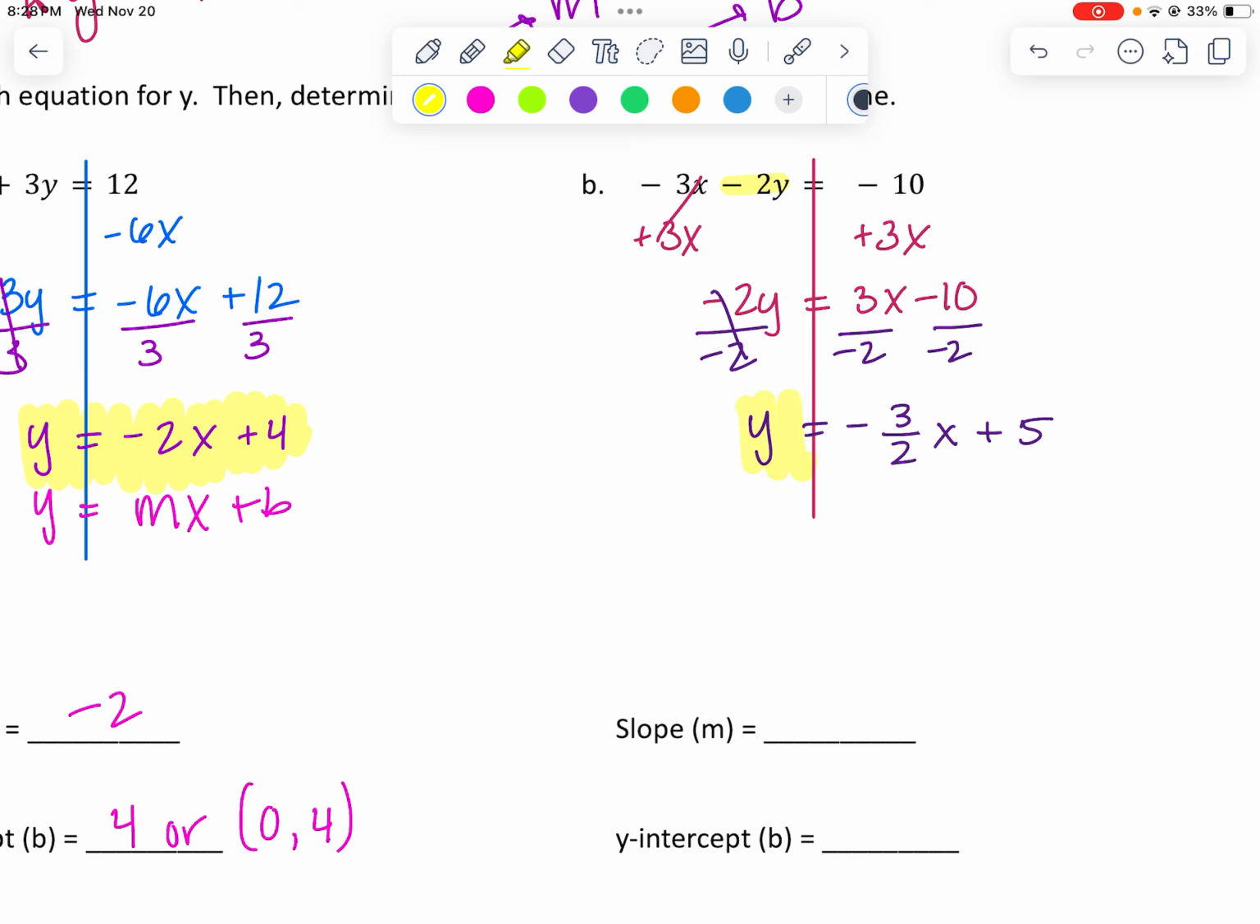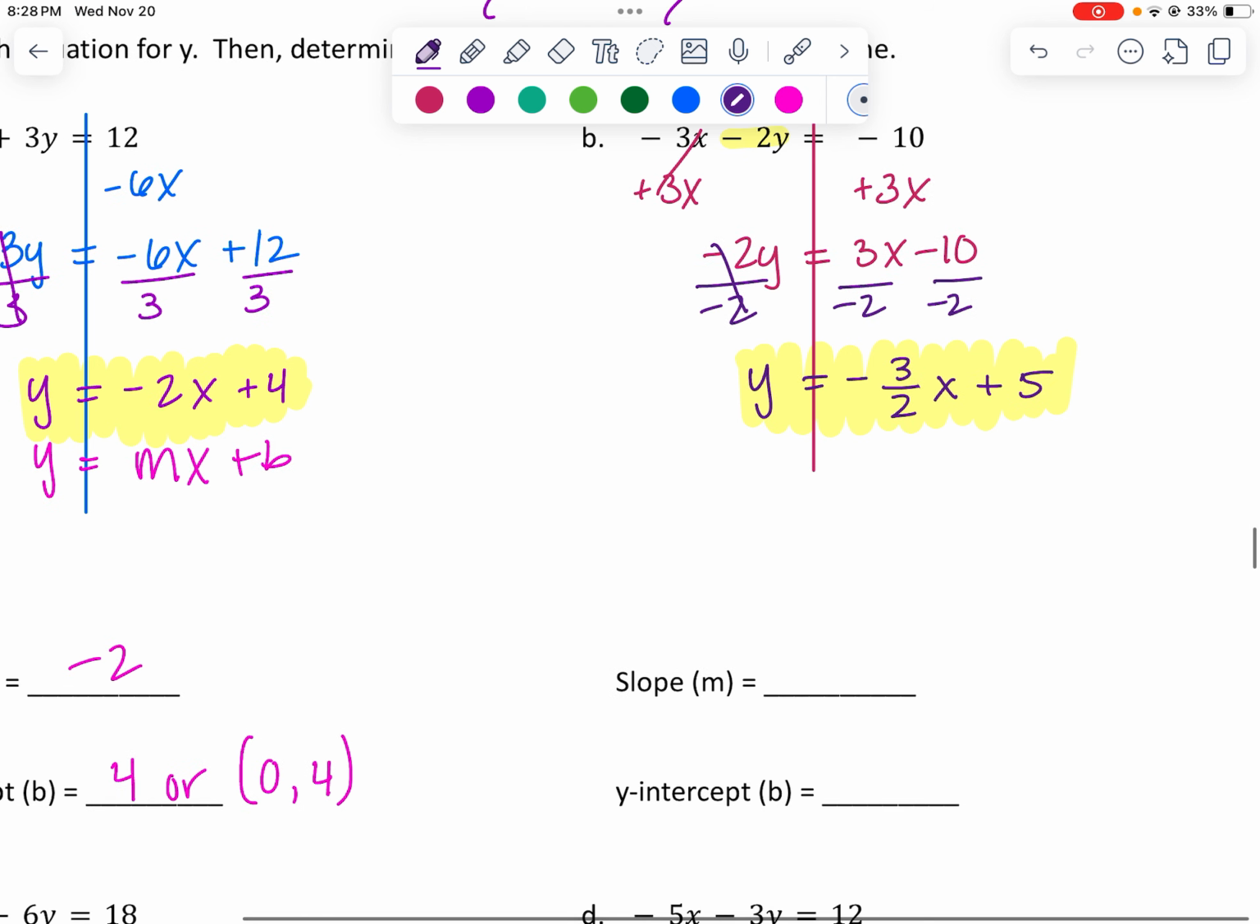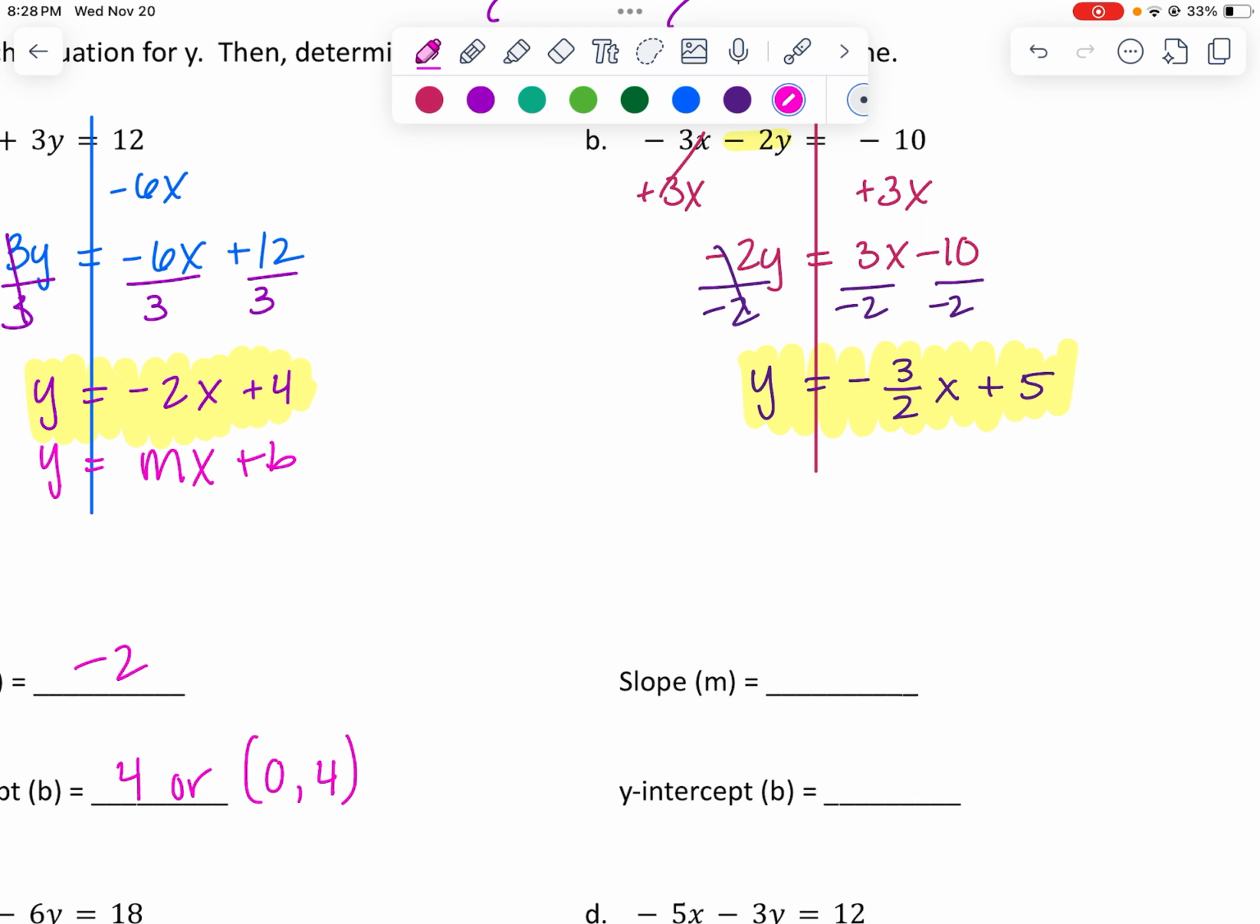Okay, so same exact thing. I'm looking at this equation now. Here I can pinpoint my slope. It looks like my slope is a negative 3 over 2. And then my b value, my y-intercept, is 5, or I can rewrite it as 0, comma 5. Okay.